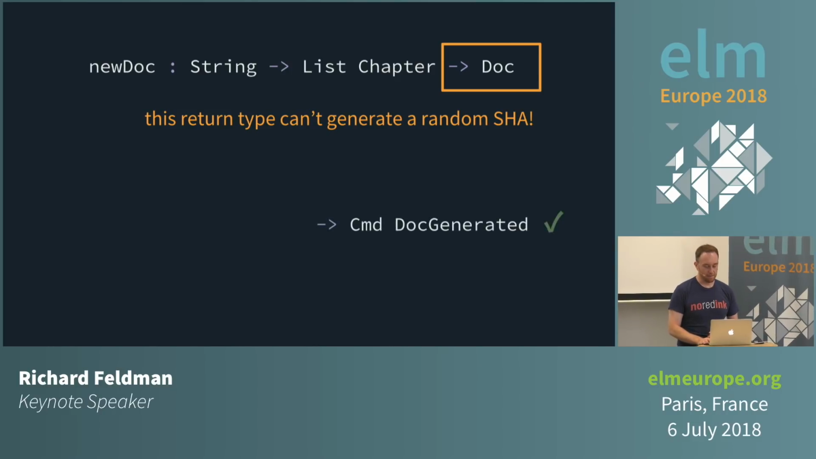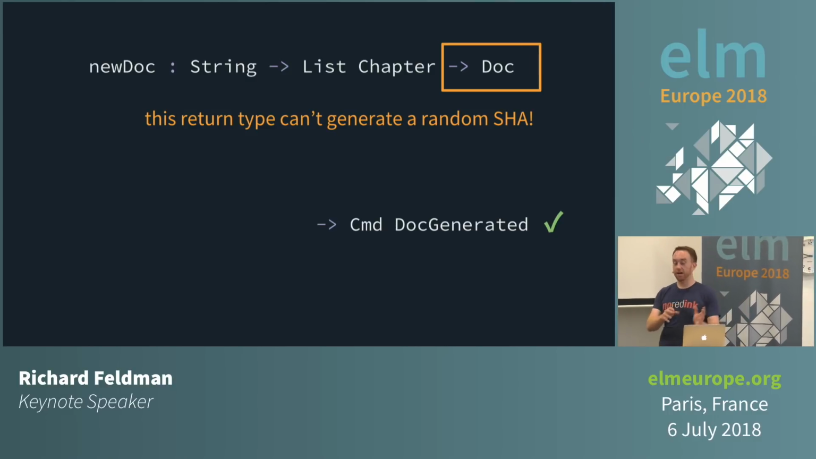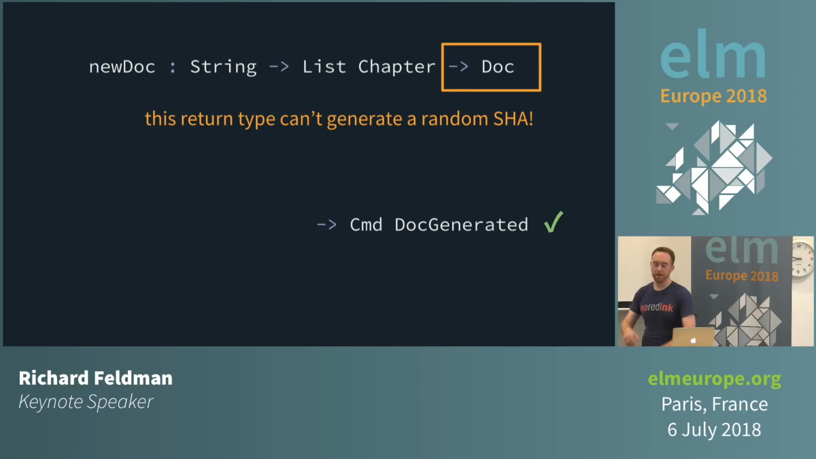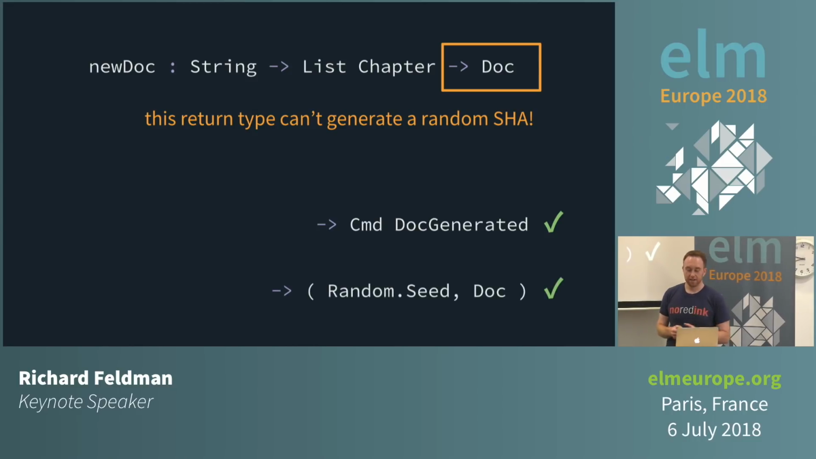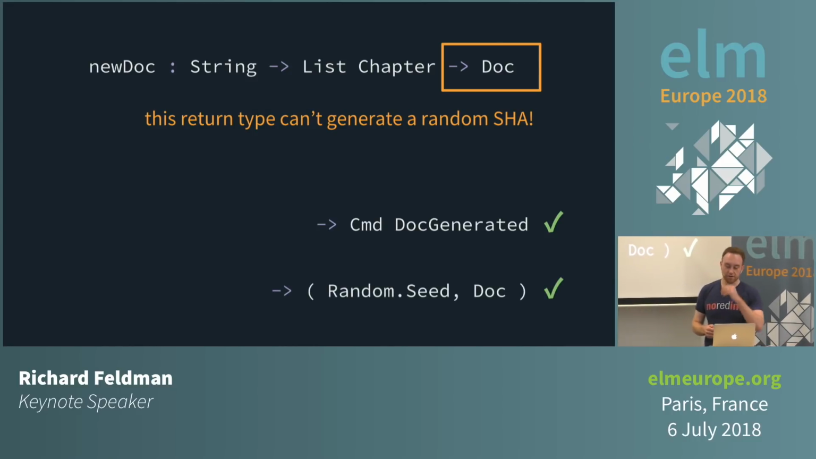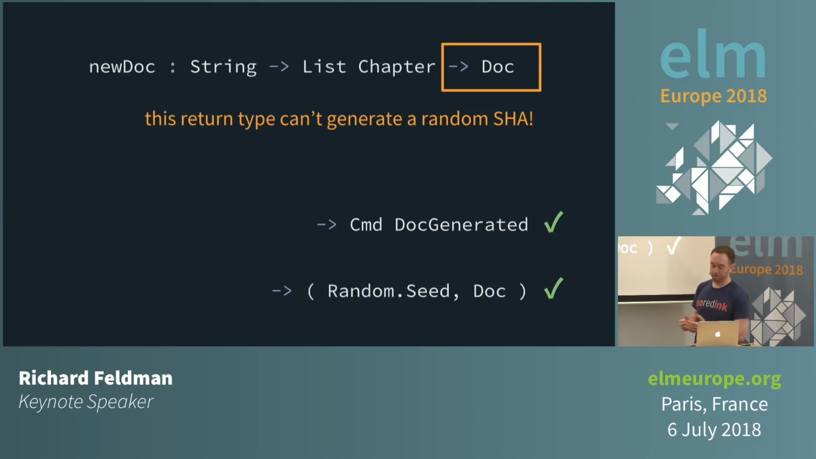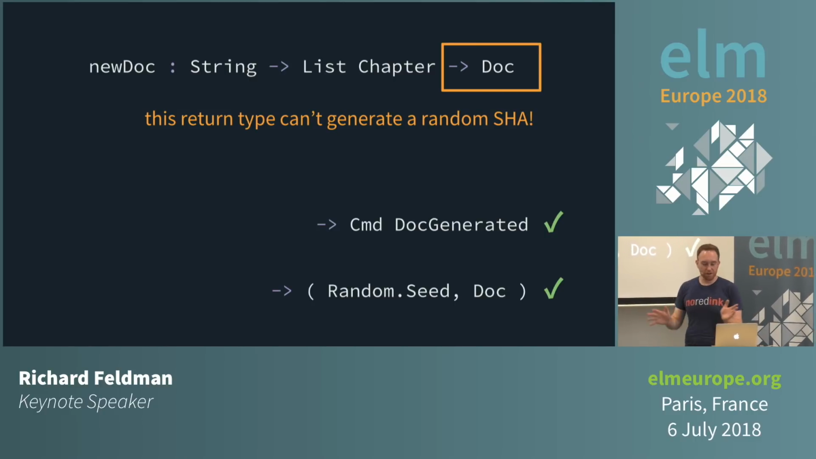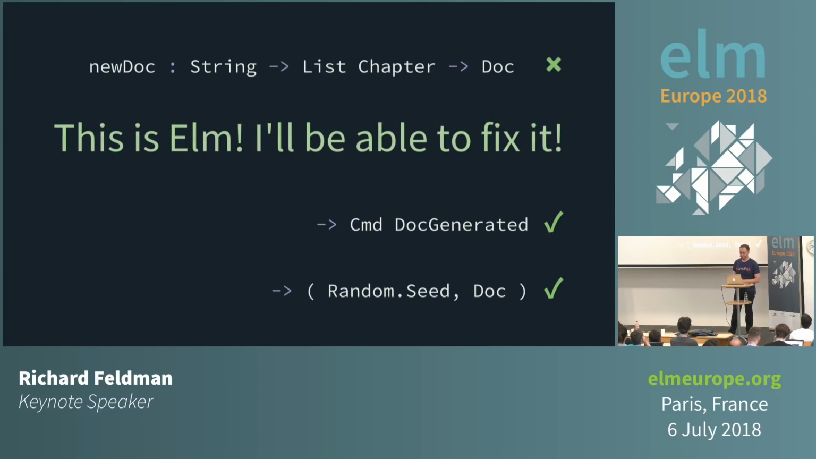So there's a couple of ways I could do this. One would be a command. That would work. I could say new doc returns a command that's going to run random.generate. What I would like even better is either returning a tuple of random.seed and doc, or even better than that, returning a random.generator of doc. Any one of these would work. What I did would not actually work.